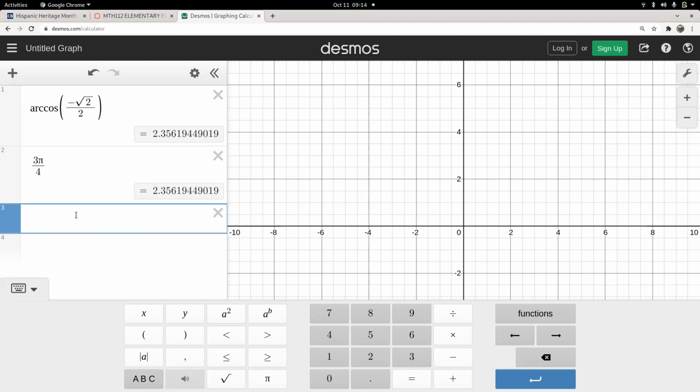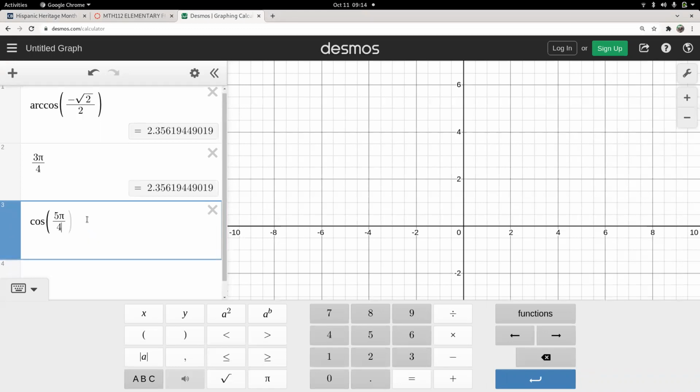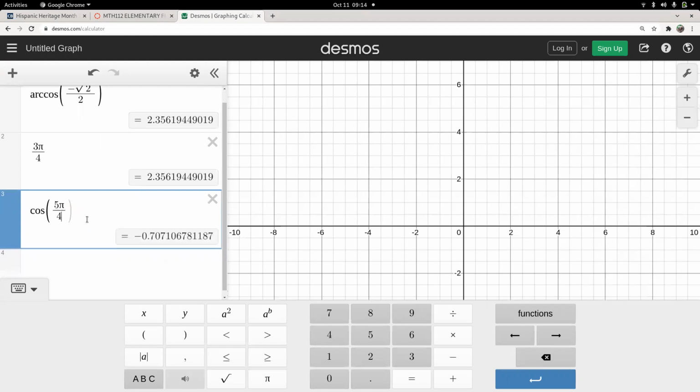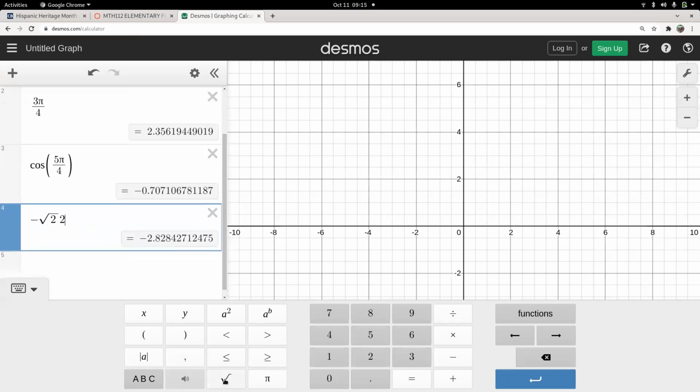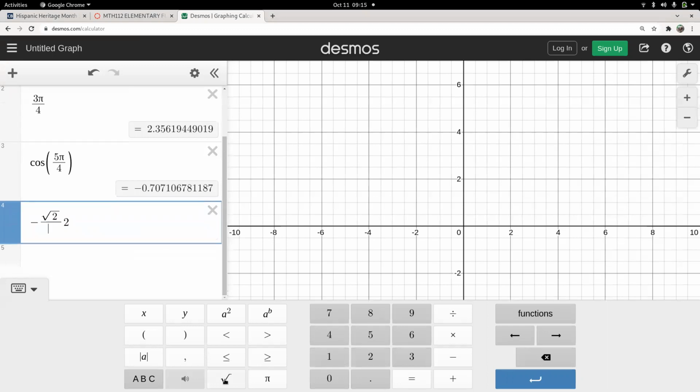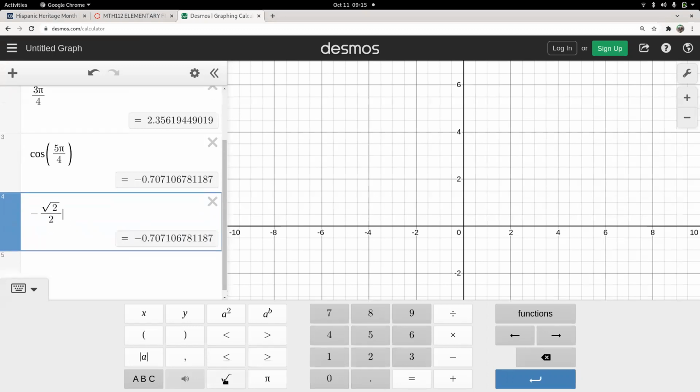So if we check to see what happens at 5 pi over 4, we would say, okay, hey cosine, what do you know about 5 pi over 4? And it should respond with the decimal value of the negative square root of 2 over 2. And there's that negative 0.7 I was referencing. Let's just double check by entering negative square root of 2 over 2. There we go. And I can see I get the same number there.